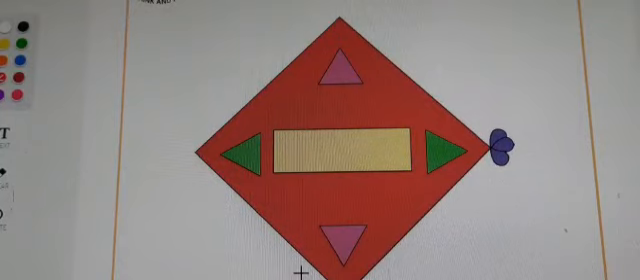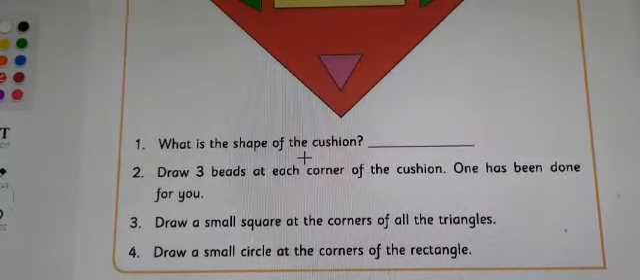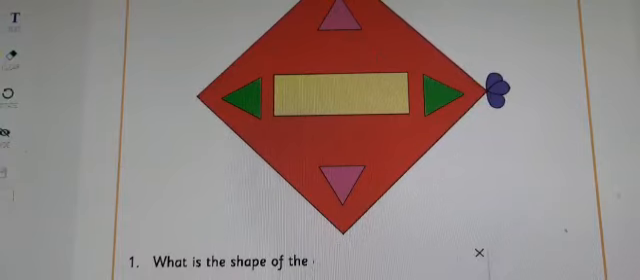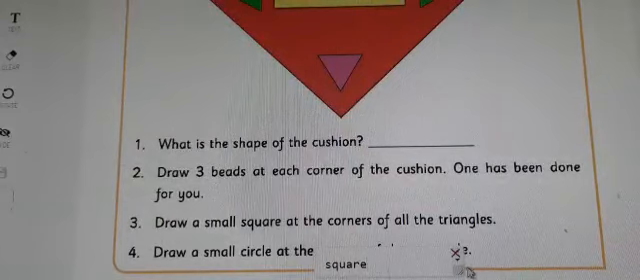What is the shape of the cushion? The first question, what is the shape of the cushion? It is exactly square. If you just turn the book towards you, you can see that the shape is exactly square. All the 4 sides are equal. So we'll write here, square. Let me make it big. S-Q-U-A-R-E, square.